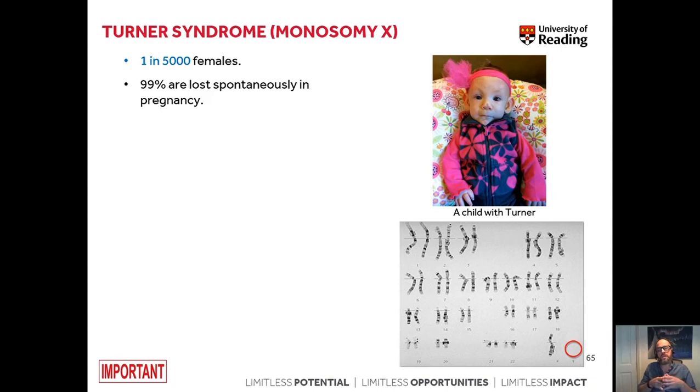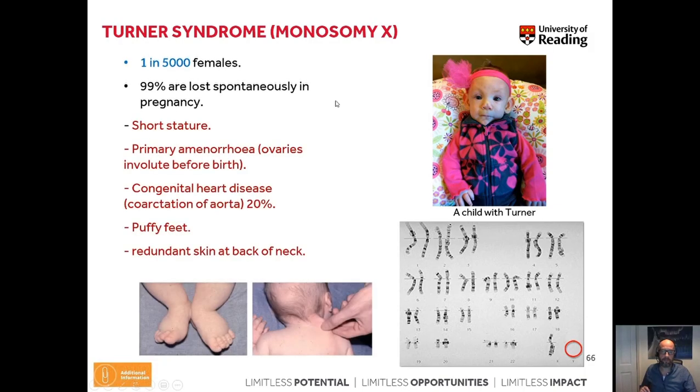In contrast to trisomies, the lack of certain chromosomes can also result in serious genetic disorders, and this is the case in Turner syndrome, which is also referred to as monosomy X. The frequency of this syndrome is 1 in 5,000 females, and 99% are lost spontaneously in pregnancy.